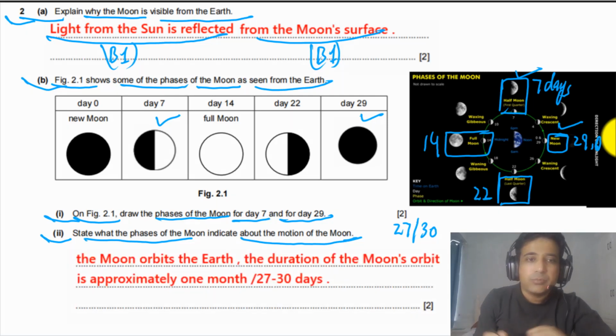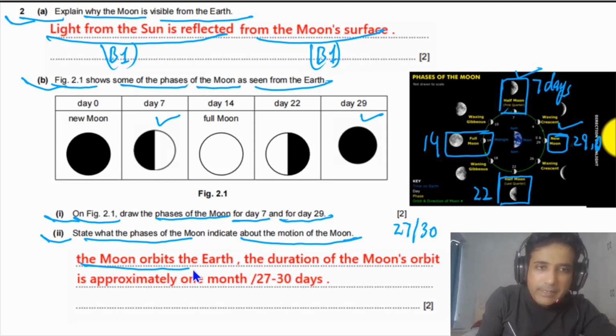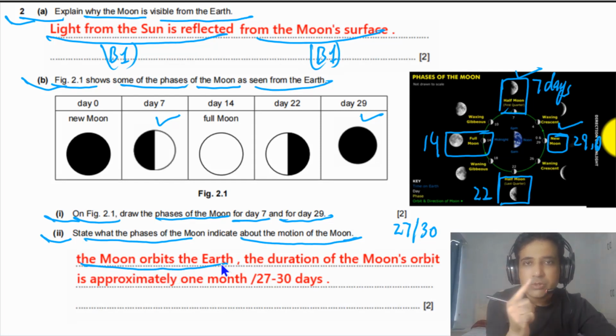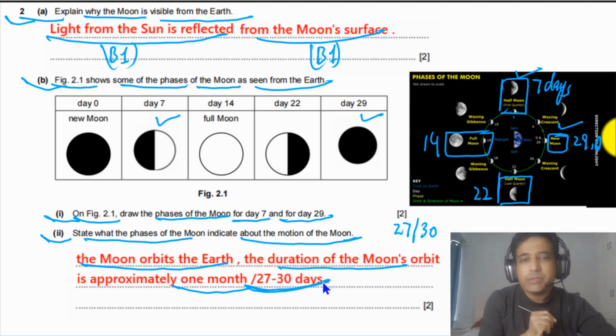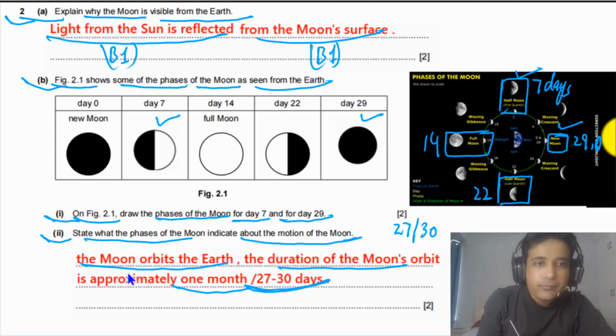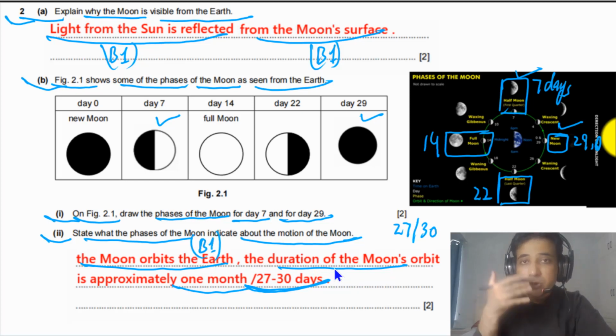So in this case, moon is orbiting our planet and moon takes around 27 to 30 days to complete one cycle. So moon orbits our planet and the duration of the moon's orbit is about 1 month. You can say about 27 to 30 days. So you will get 2 marks for this one. If you have written this one, moon orbits Earth, you will get 1 mark. And the second mark, if you have written about the duration of the moon's orbit, means moon takes 1 month to complete one cycle around our planet.